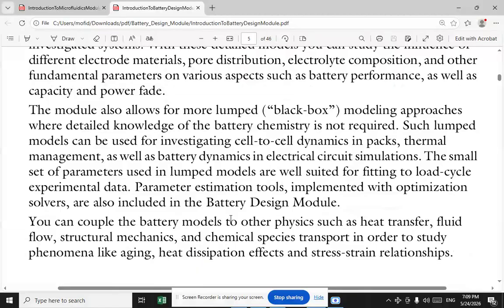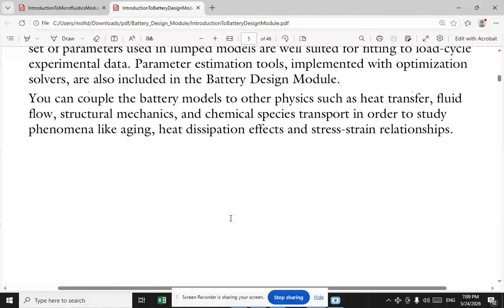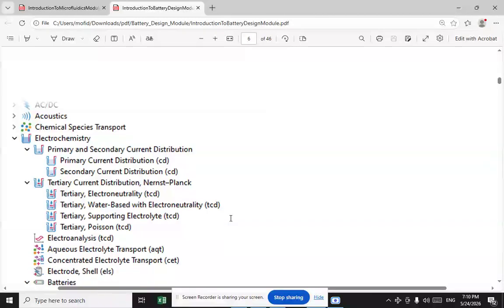You can couple the battery models to other physics such as heat transfer, fluid flow, structural mechanics, and chemical species transfer in order to study phenomena like aging, heat dissipation effects, and stress-strain relationships.